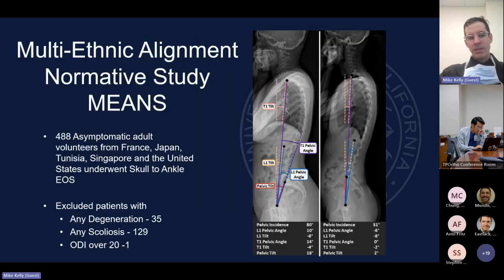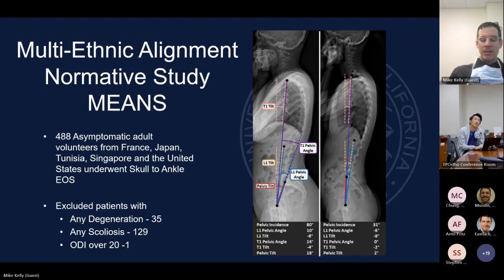So that brought me to this study that I did in St. Louis with Jeff Hills. The multi-ethnic alignment normative study was run through EOS, and we had asymptomatic adult volunteers from France, Japan, Tunisia, Singapore, and the United States who got skull to ankle EOS films. And these studies, if you look at age-adjusted, GAP was actually the St. Louis patients from this study.